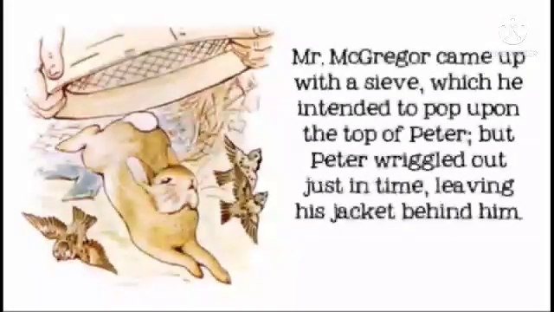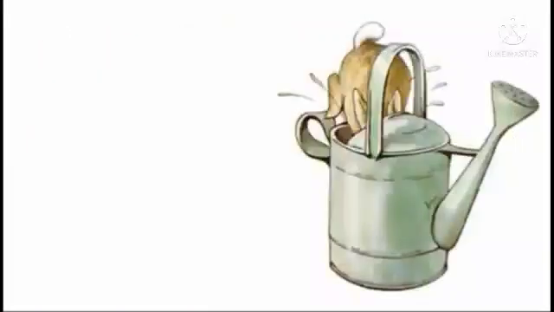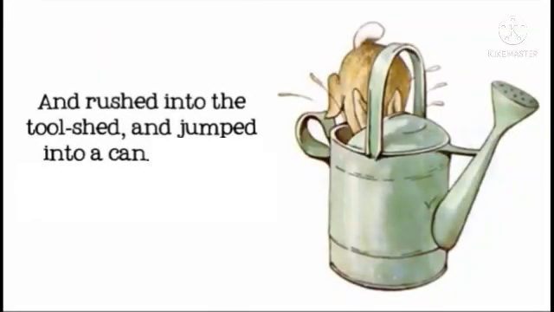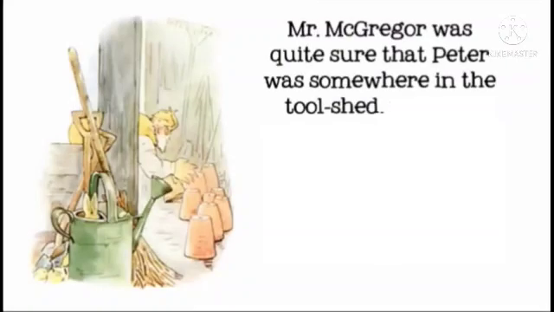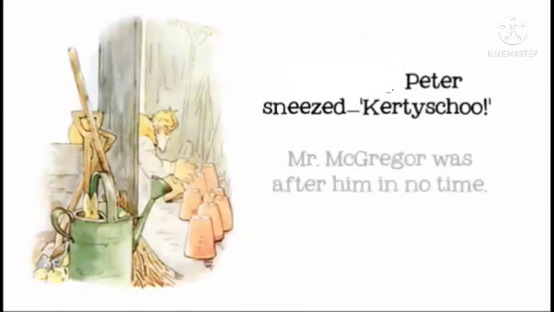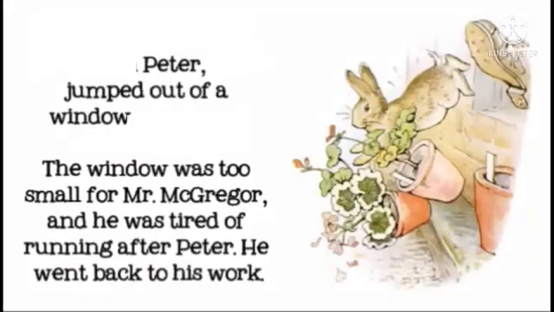McGregor came up with a sieve, which he intended to pop upon the top of Peter. But Peter wriggled out just in time, leaving his jacket behind him, and rushed into the tool shed and jumped into a can. Mr. McGregor was quite sure that Peter was somewhere in the tool shed. Peter sneezed. Kerchoo! Mr. McGregor was after him in no time, but Peter jumped out of a window. The window was too small for Mr. McGregor, and he was tired of running after Peter.